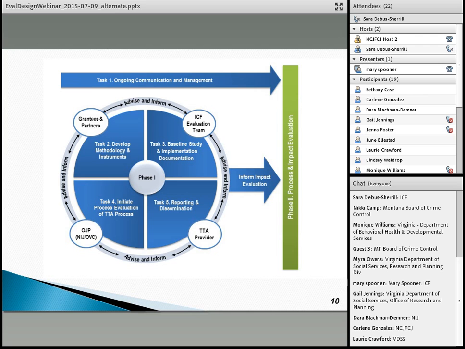And then around the edge of the circle, we have this visual to show that throughout all these stages, there will be this mutual communication, advising, and informing between the entities. So the grantees and partners, our team, OJP, including NIJ and OVC, and the council. And then all of this work from phase one will really help to lay the groundwork and inform the impact evaluation, which would occur in phase two.